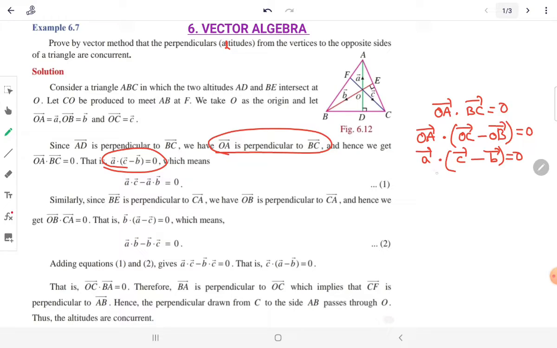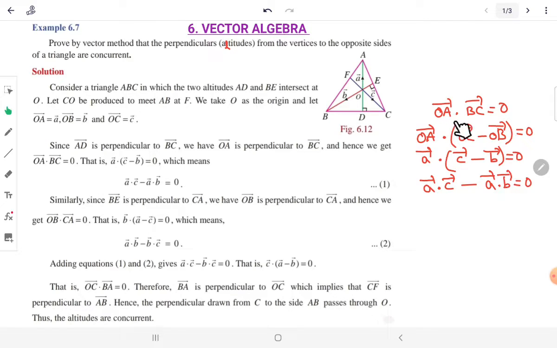Next, according to the distributive property, you multiply it inside, so that you will get A dot C minus A dot B is equal to 0. This is what you will see here in these lines. They have done the same way.